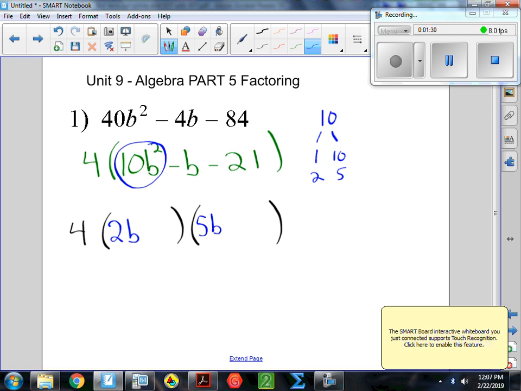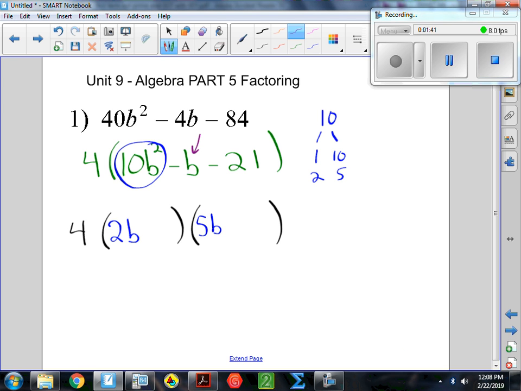I'm using 2 and 5 instead of 1 and 10 because this middle number is kind of small, and so I think I might be able to get there faster by using 2 and 5, smaller numbers closer together, than if I use the 1 and 10. But if I try 2 and 5 and it doesn't work, I obviously need to try something else.